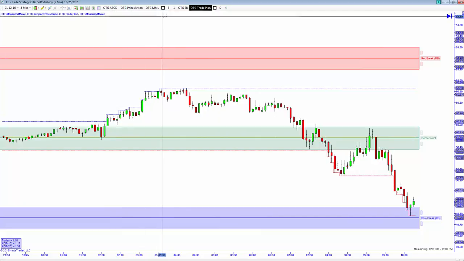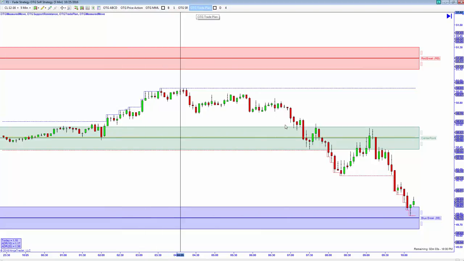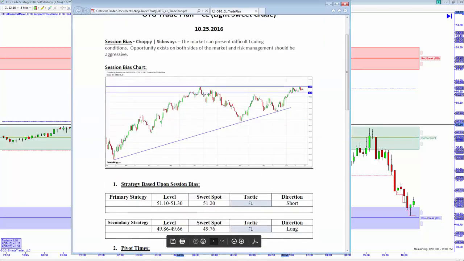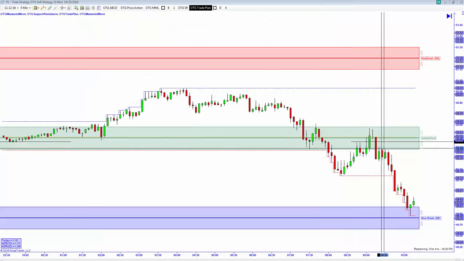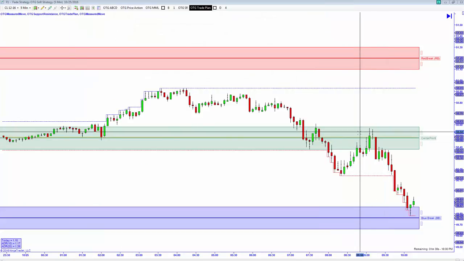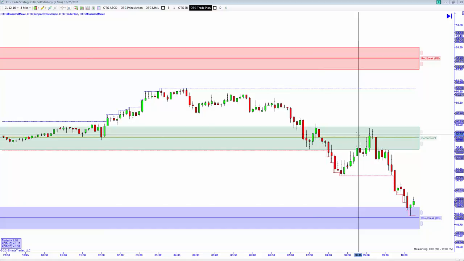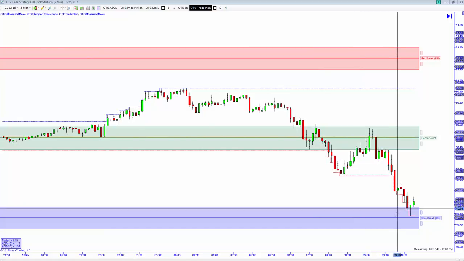Now, one thing that we told you well before the trading session started today, we had a trade plan that we published, and here's the trade plan for today. We said that between 49.86 and 49.66 would be an area to look to get long. Your sweet spot for this zone was 49.76, but in this zone would be the area that you would be looking to get long.